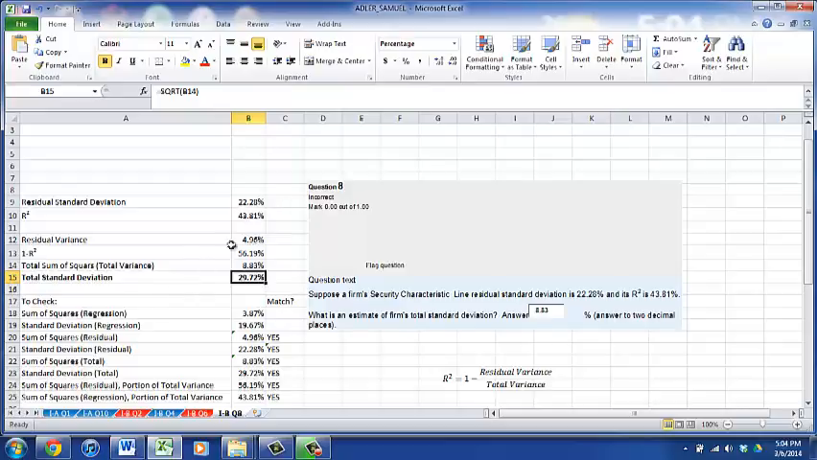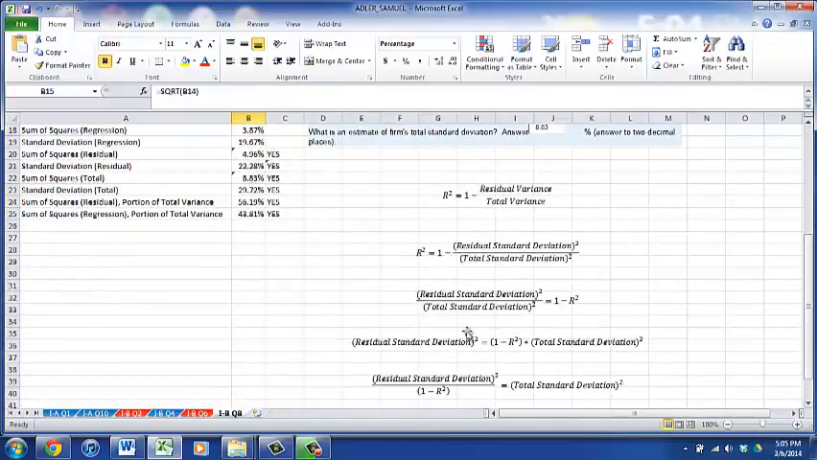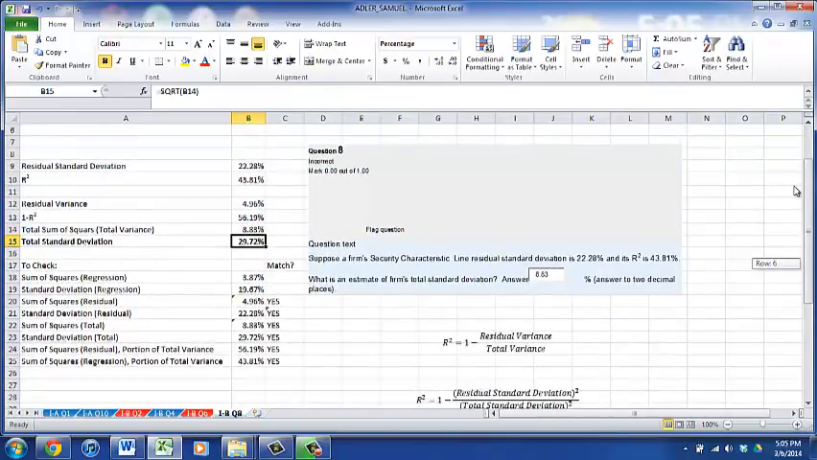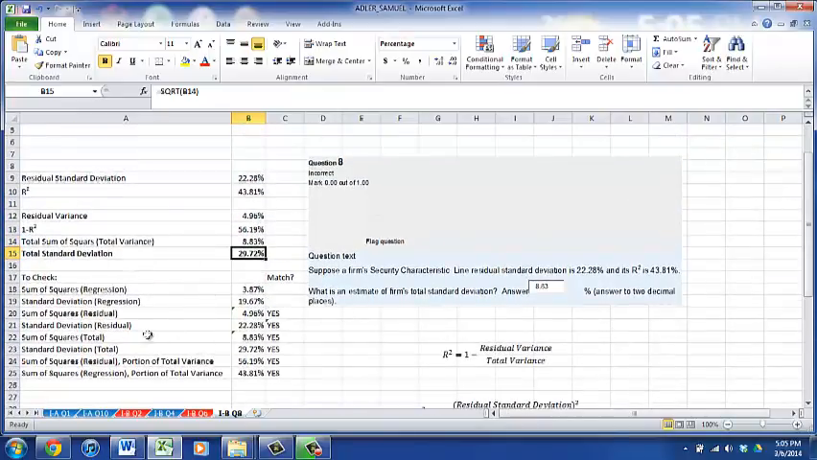Again, these Excel equations just flow directly from these equations and the general definition of what R squared is and rearranging terms. All of these boxes down here are simply to check, and these are to make sure that these match and that this is a correct answer to this question.